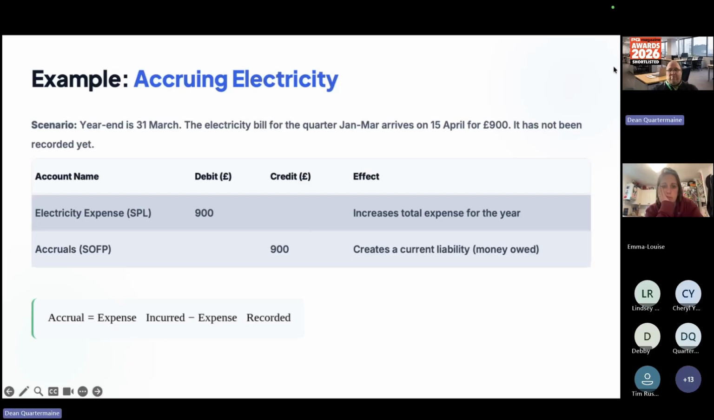Well, quite simply, that bill relates to that year end, that year that ended on the 31st of March. So that expense needs to be in that financial year. Yeah, so we need to accrue the expense. So shown there is what we're going to do. We're going to debit electricity expense on a statement of profit or loss, which has the effect of increasing the total expenses for electric in that year. And then on this statement of financial position, we're going to credit an account called accruals.